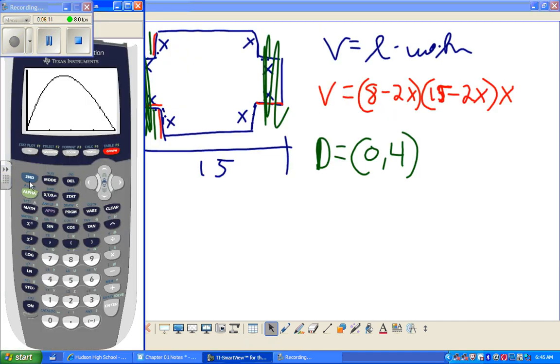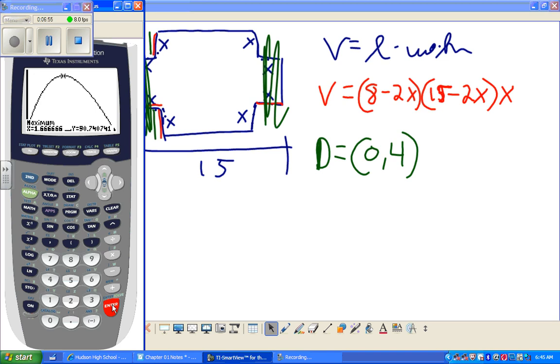For the maximum finder, you go second, calc, number 4 is maximum. Enter a left bound, so something to the left of the maximum, like 0. Something to the right, like 4. And then this is the fun part, you get to guess. It looks like it's not quite halfway, but more toward where the maximum is. I'm looking right up here. This maximum is going to be, I don't know, maybe 1.6. Whoa, that was a good guess. Looks like it's 5/3 or 1 2/3.